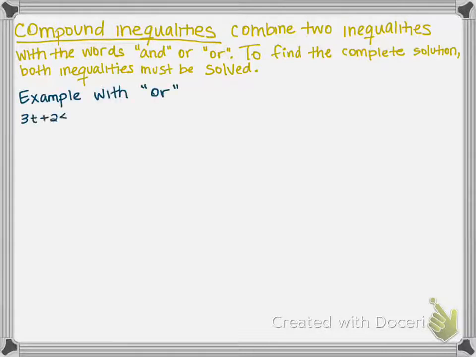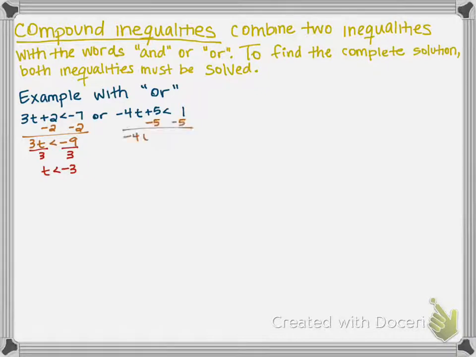So here's an example with the word or. The prompt says 3t plus 2 is less than negative 7, or negative 4t plus 5 is less than 1. I start solving the first one by subtracting 2 from both sides. 3t is less than negative 9. I divide by 3 to see that t is less than negative 3. So that's one part of my answer. But I have to move on to the second inequality and solve that one as well.